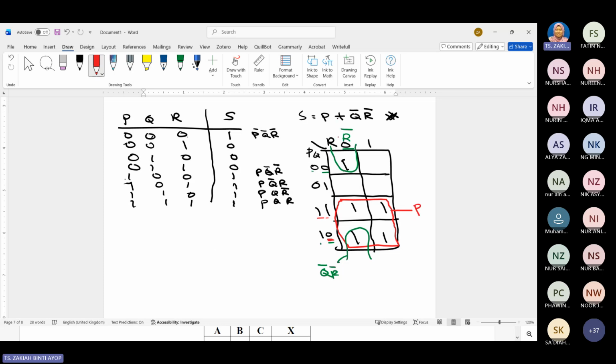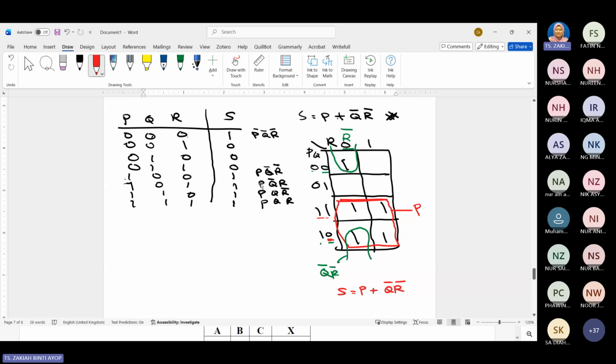Okay, what will be the column? The column is between 0 and 1 because this stretch, the whole column, 0, 1. So when we combine 0, 1, R will be cancelled. So what's left is P. Okay, so the final answer should be S is equal to P plus Q bar R bar. See? So using a Karnaugh map is actually much faster.